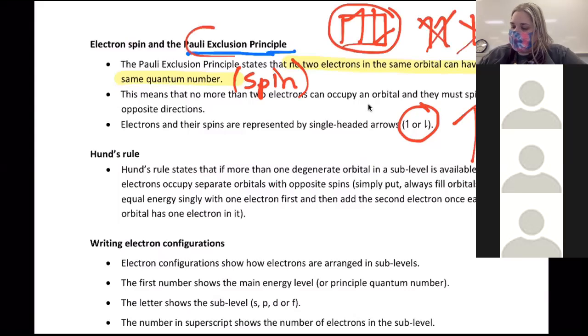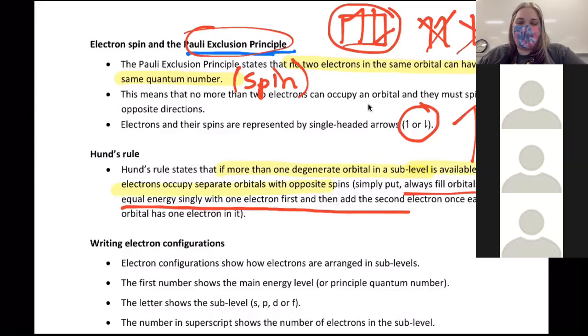The last rule is Hund's rule. And I like to call Hund's rule the share before you pair rule, okay? What this means is, Hund's rule says if more than one degenerate orbital in a sublevel is available, then you have to put electrons in separate orbitals first. To summarize, always fill orbitals of equal energy singly with 1 electron, and then add the second electron once each orbital has 1 in it. This only applies to P, D, and F, okay? This won't apply to S orbitals because S sublevels only have 1 orbital.